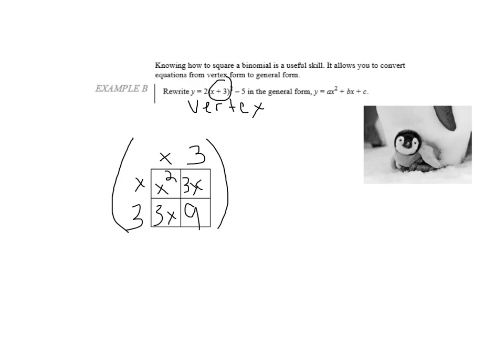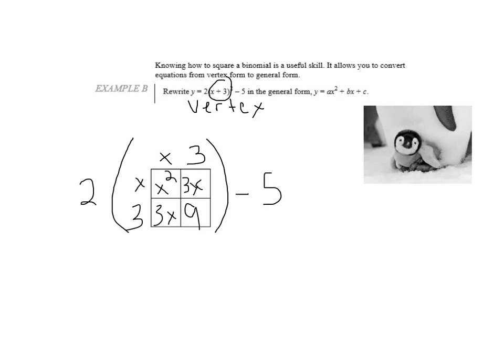If we do, we take the x plus 3 squared, this piece, and we have x plus 3 and x plus 3. And we get x squared, 3x, 3x, and 3 times 3 is 9. And we're going to take what we get out of here, and at the top it says x plus 3 squared, which is our square we just did, times 2, and then subtract 5 from the end.